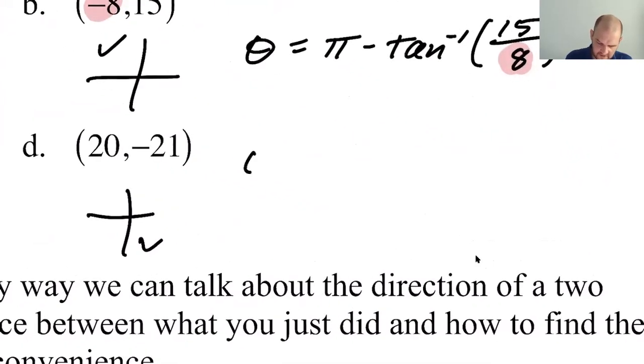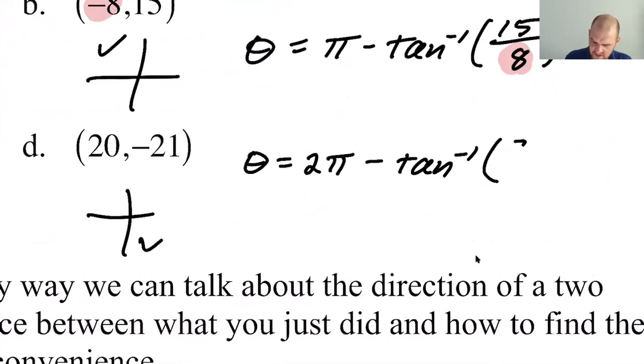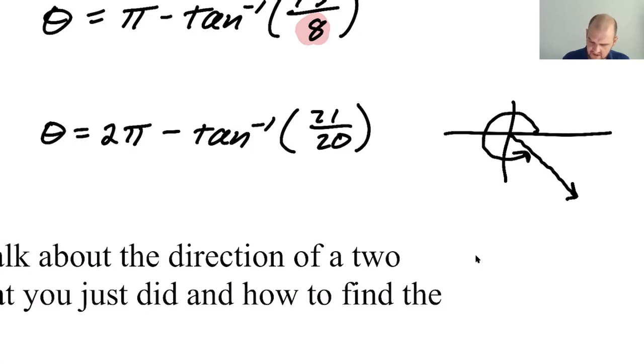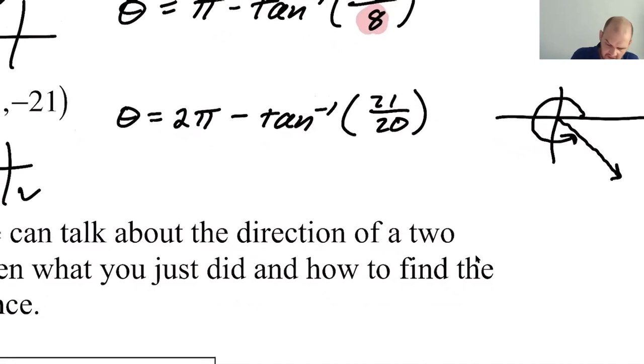So one option here is to say 2 pi minus the reference angle. But that's not the most efficient way to get there, right? So if I do 2 pi minus, then what I'm doing, this is super close to a 45-degree angle, because its tangent's really close to 1. For this, I'm doing this, right? 2 pi minus the reference angle, not very efficient.